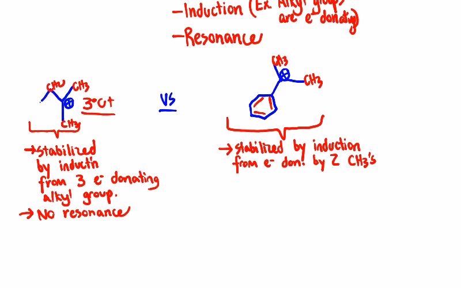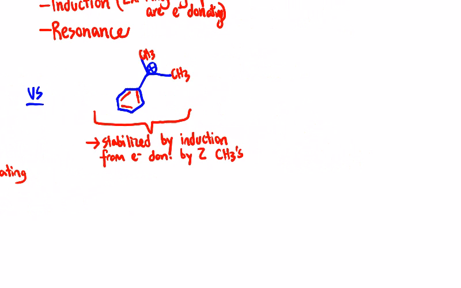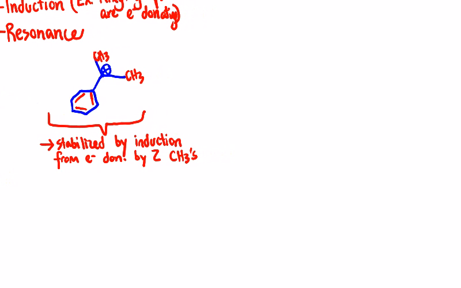So when we take a look at the resonance that's going on here, we have our aromatic ring adjacent to a carbocation. So we're going to have some extra resonance structures that we can draw here by moving around those pi electrons from the aromatic ring. So let's take a look at the resonance that's possible here for this structure.